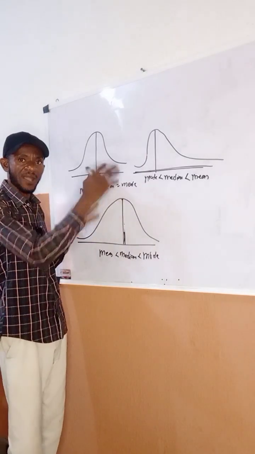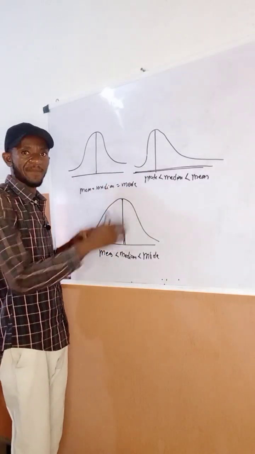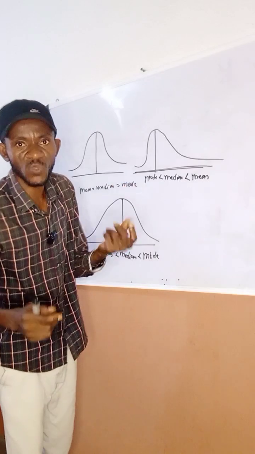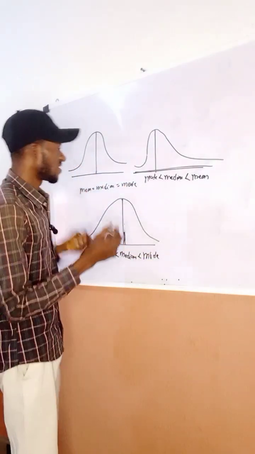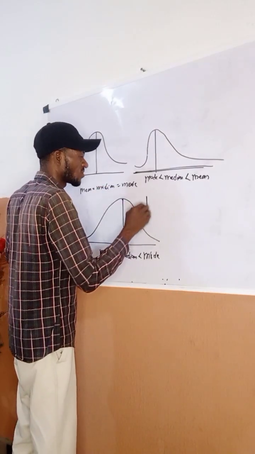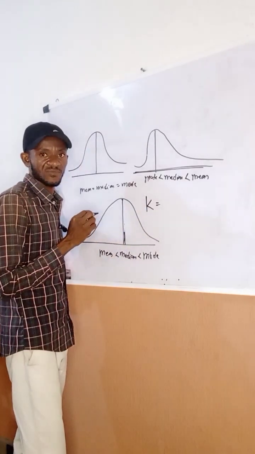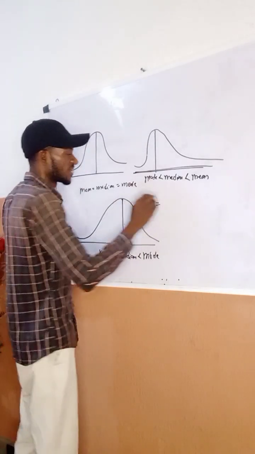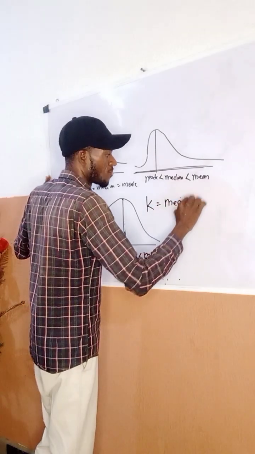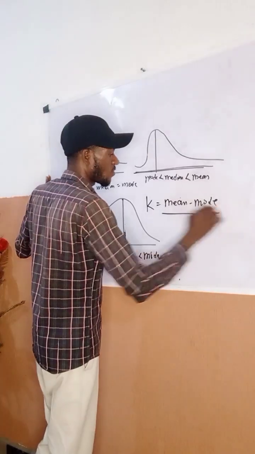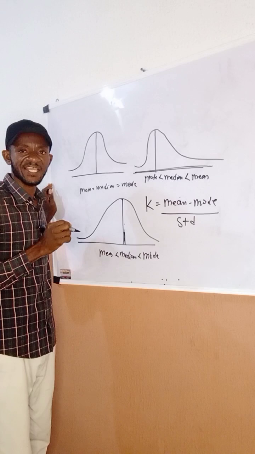So when we talk about our coefficient of skewness, we will be discussing this. This is what we can say about skewness. So we give ourselves now what we call the coefficient of skewness. In this our discussion it is going to be represented with the letter K, and it is given as mean minus mode all over STD, where STD stands for standard deviation.